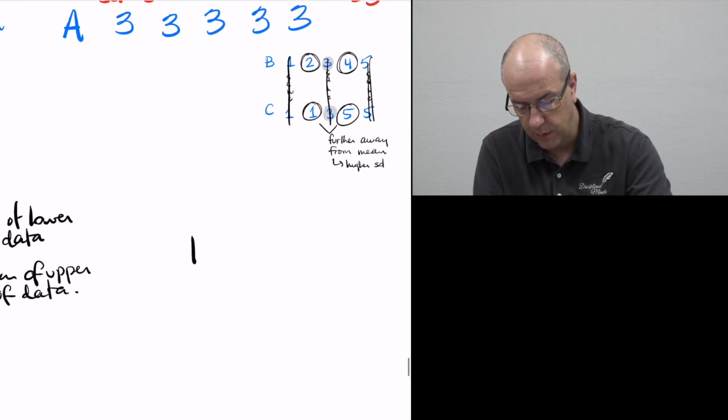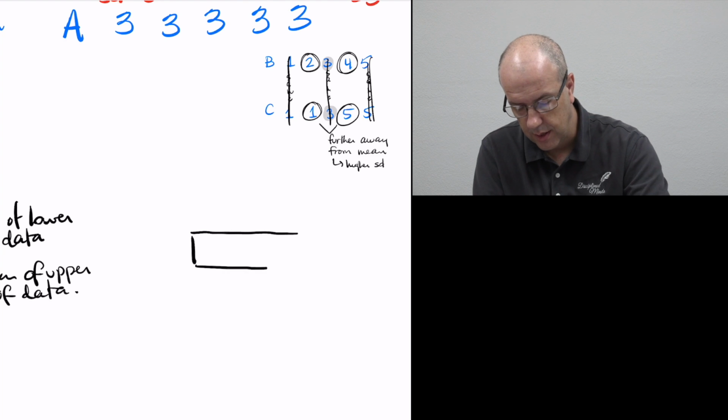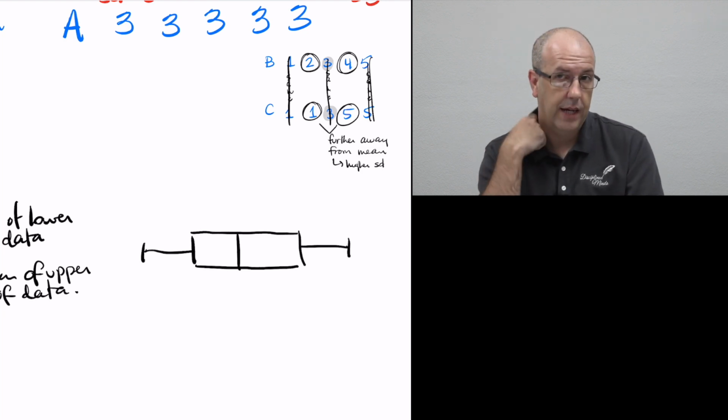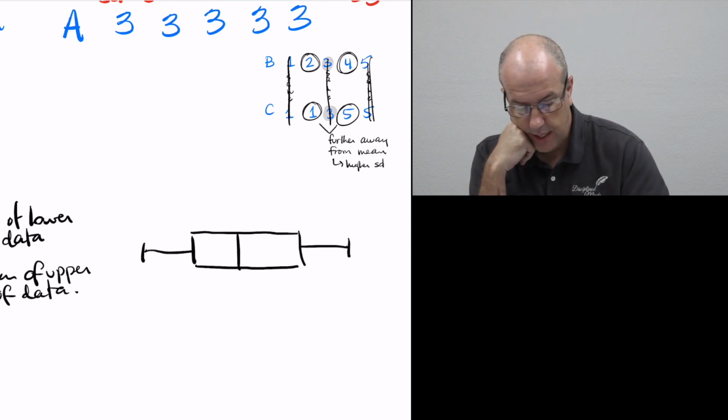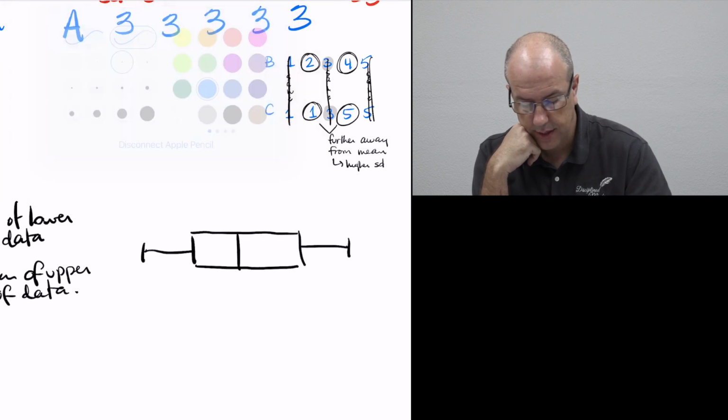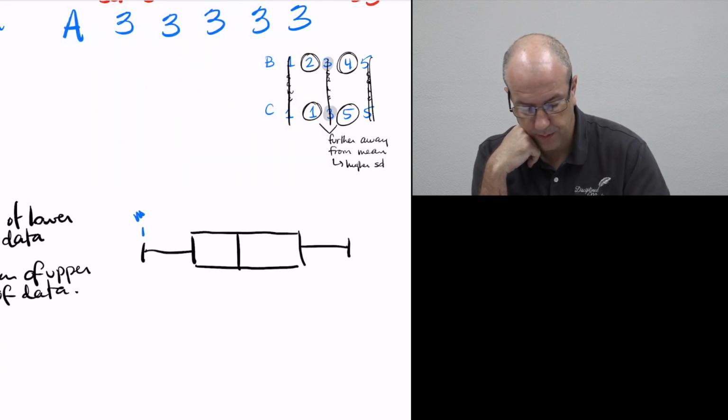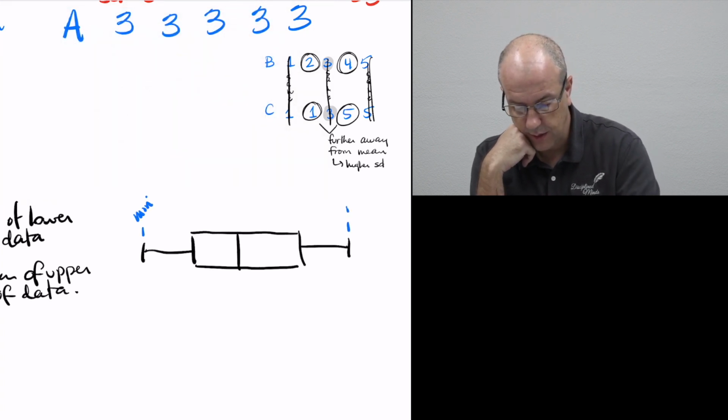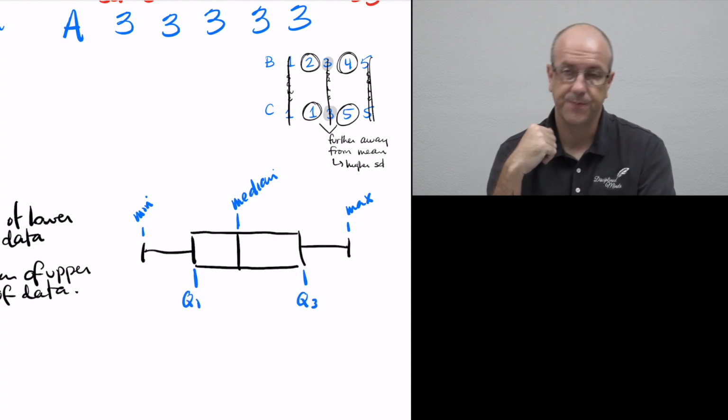So let's draw a box and whisker plot, and then we'll do a quick example. So I have something like this, and so I have the box which is in the middle, and each of these lines here, this is the minimum, this over here is the maximum, the median is in the middle here, and then the ends of the box are referred to as Q1 and Q3.